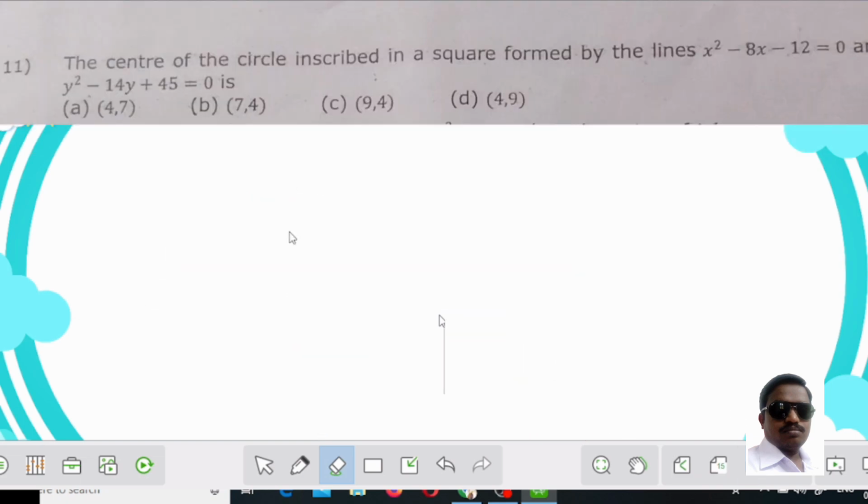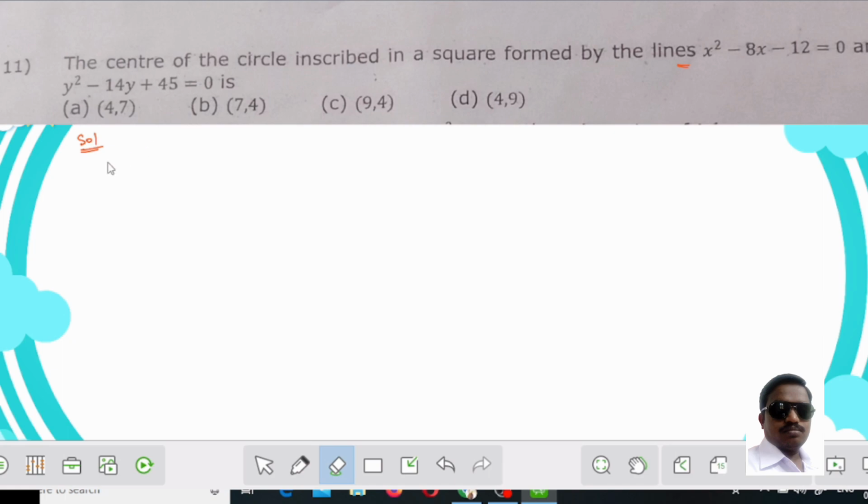The next one is: the center of the circle inscribed in a square formed by the lines x square minus 8x minus 12 equal to 0 and y square minus 4y plus 45 equal to 0. They are giving two equations, but these are quadratic equations, and they are saying these represent straight lines. That means these represent more than one line. This is a combined equation of a pair of straight lines.